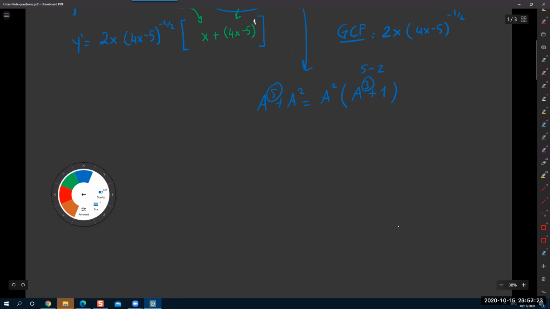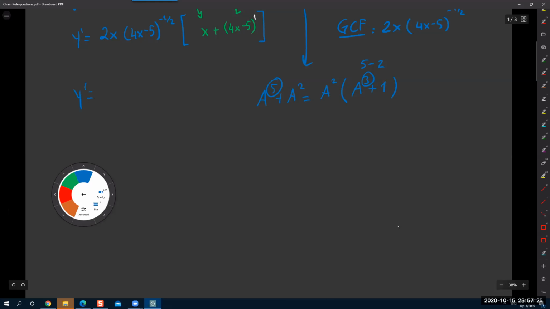Therefore, if I fix this, that's going to be y prime equals 2x times 4x minus 5 to the negative 1/2 power. Let me fix this in parentheses. That's going to be 5x minus 5. And maybe I can factor that 5 in here. So that's going to be 10x times x minus 1, over 4x minus 5. That's it.